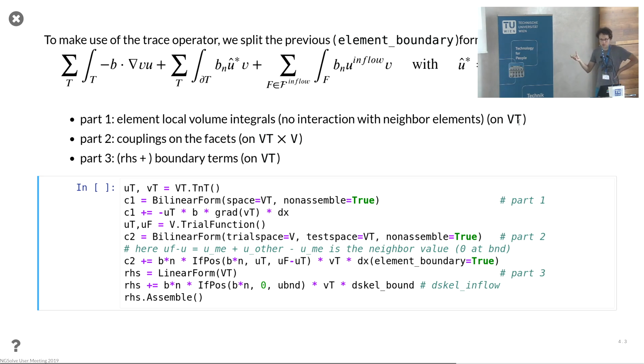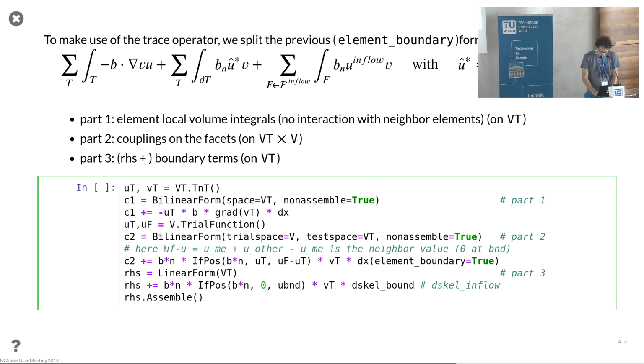The second part should now incorporate the fluxes, so the trace values that we obtained. So it's a form that acts on the Vt times V space. And the third part is just responsible for the boundary conditions, so it's just acting on Vt as a linear form. Okay, and this is what we have here. The volume part is stored in this C1 bilinear form, and then we have the fluxes through the facets in this C2 bilinear form.